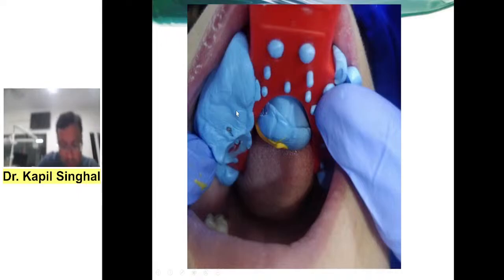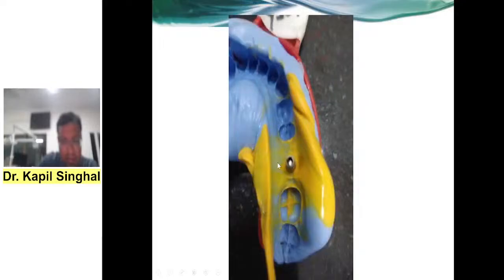And I'll unscrew this screw, and now when I remove the tray, that impression post will be picked up in the impression on its own. I don't have to manually push it. It will be picked up automatically inside the impression. So that is why this open tray impression technique is also known as the pickup impression technique.